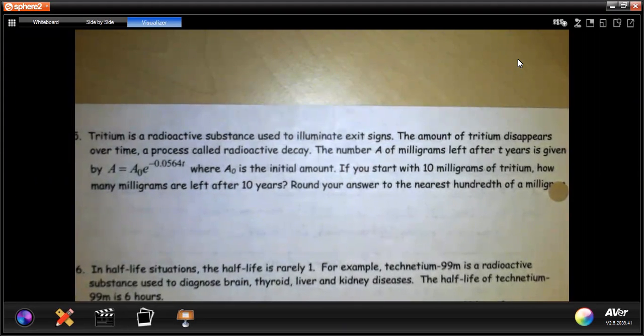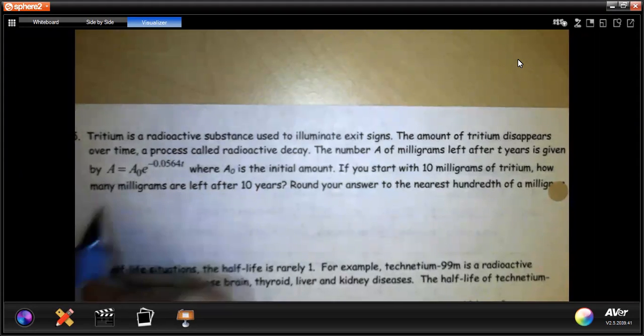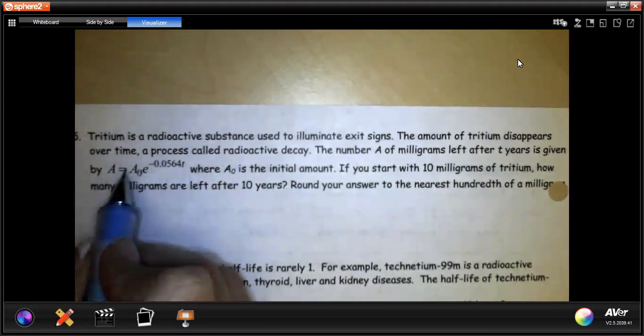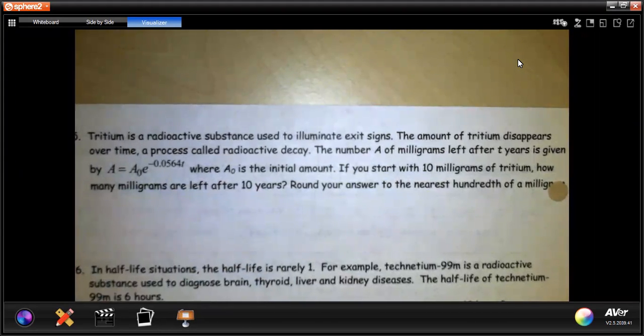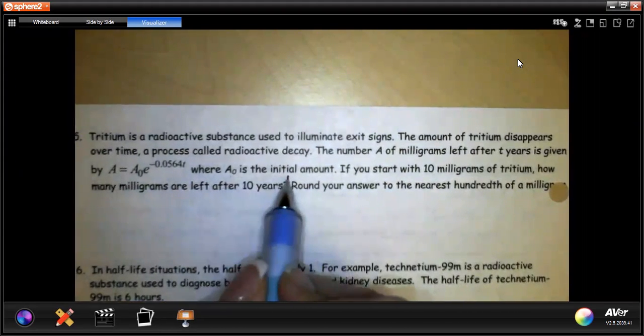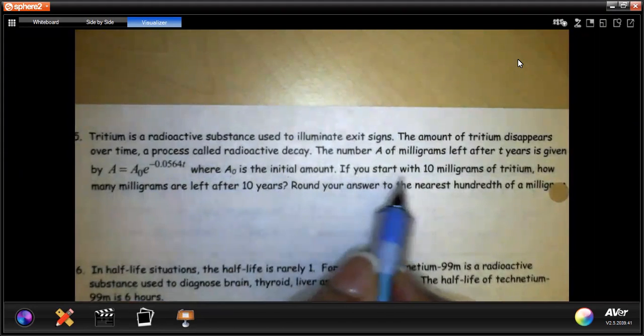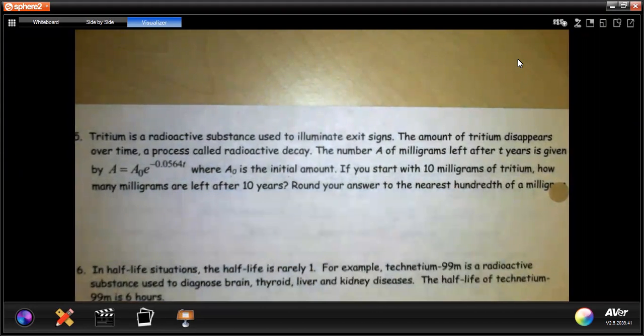The amount of tritium disappears over time, a process called radioactive decay. The number A of milligrams left after 2 years is given by this equation. That means that's the formula we want to use, where A naught is the initial amount. If you start with 10 milligrams of tritium, how many milligrams are left after 10 years?